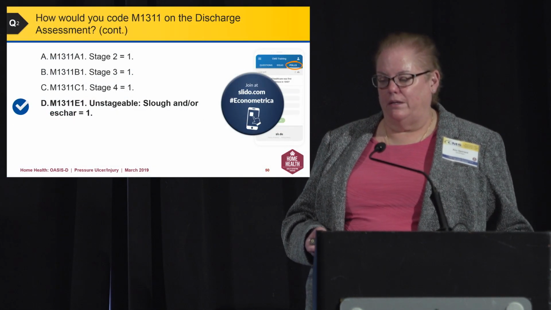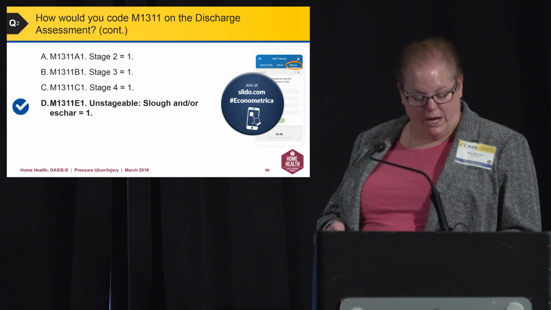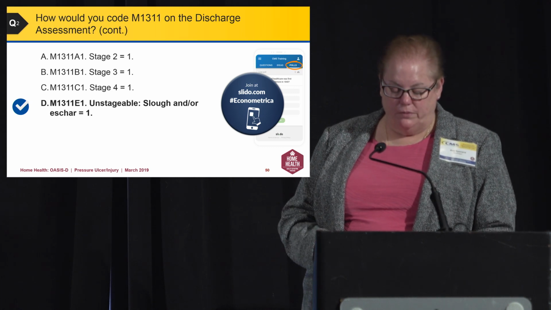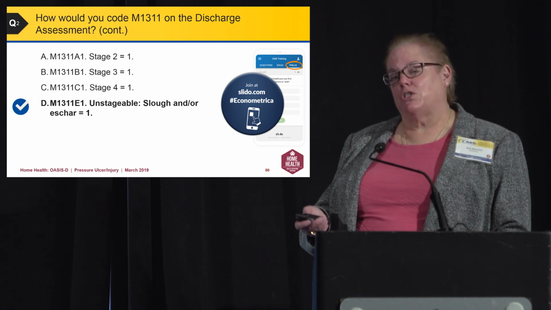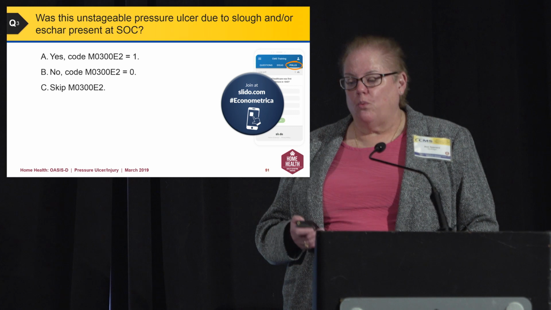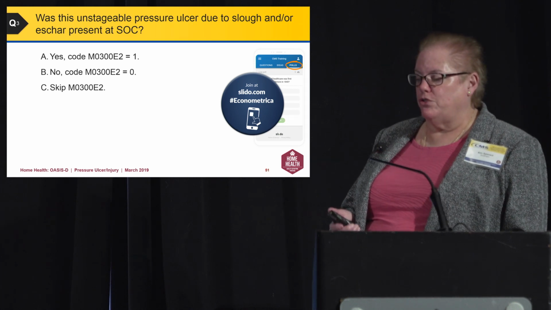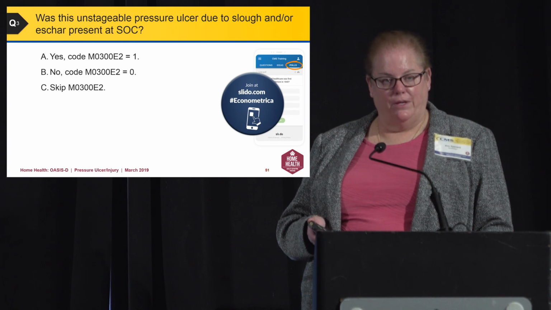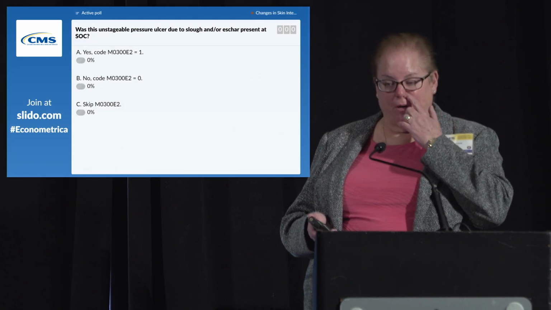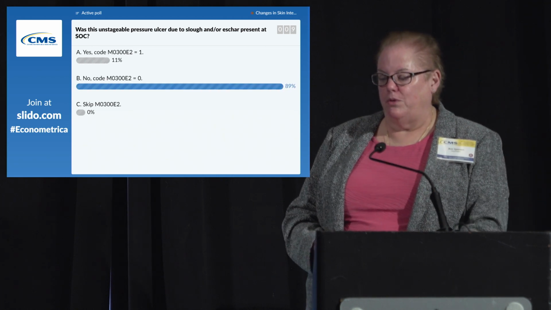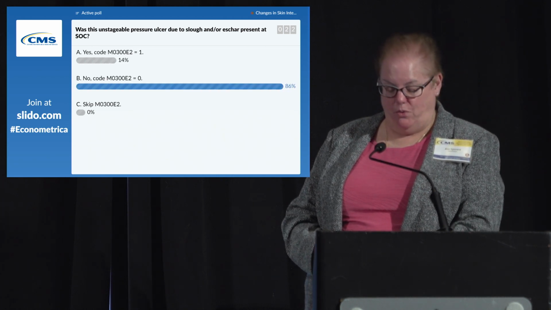So in fact, you are correct, unstageable due to slough or eschar. So now let's ask the next question. You did a great job here. The next question is, was this unstageable pressure ulcer due to slough or eschar present at the start of care? That's the second question that we're asking. So in this scenario, would we say yes or no or skip?